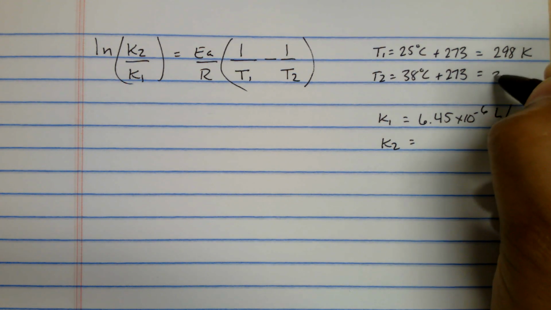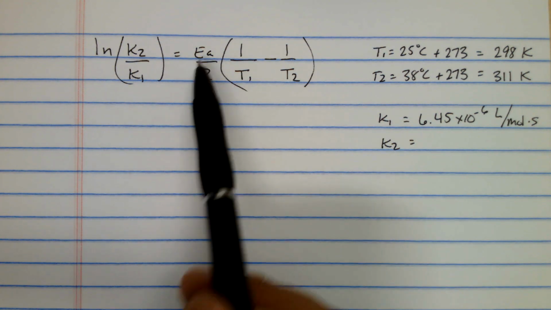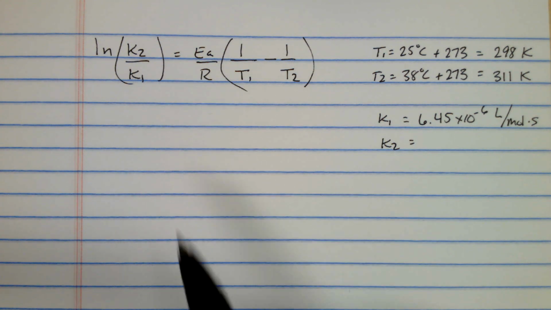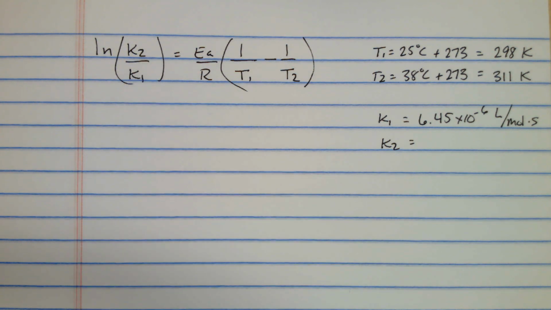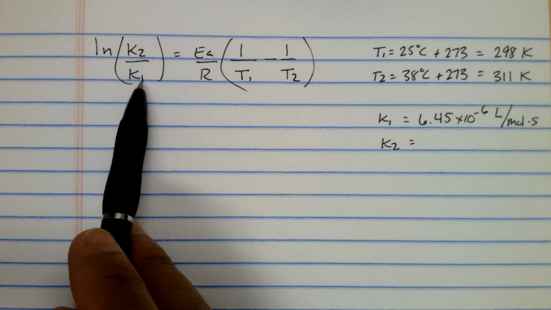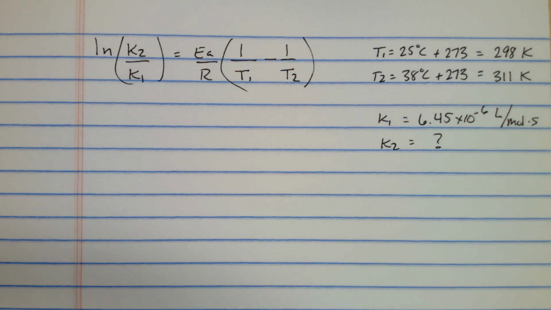298K, and this comes out to 311K. Now, this is an interesting question. You see, in our last example, we were looking for the activation energy, but in this case, they actually give us the activation energy for the first experiment. And what they're asking is, when we increase the temperature, what happens to the rate constant? So the first rate constant, K1, is given to us, and we're looking for the second rate constant. So a couple things we have to do here.